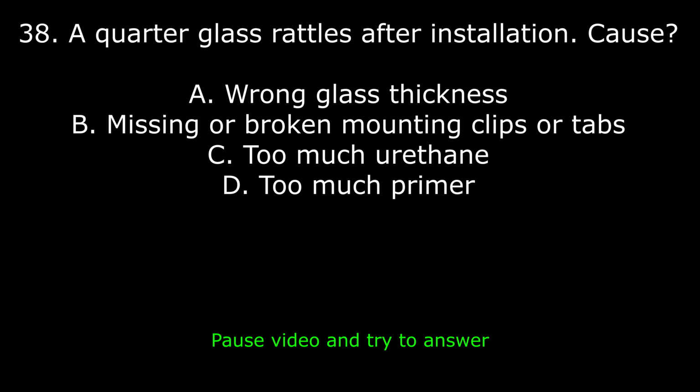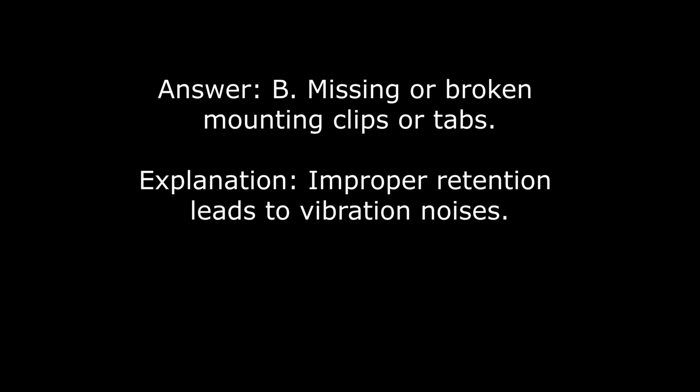38. A quarter glass rattles after installation. Cause: A. Wrong glass thickness. B. Missing or broken mounting clips or tabs. C. Too much urethane. D. Too much primer. Answer: B. Missing or broken mounting clips or tabs. Explanation: improper retention leads to vibration noises.